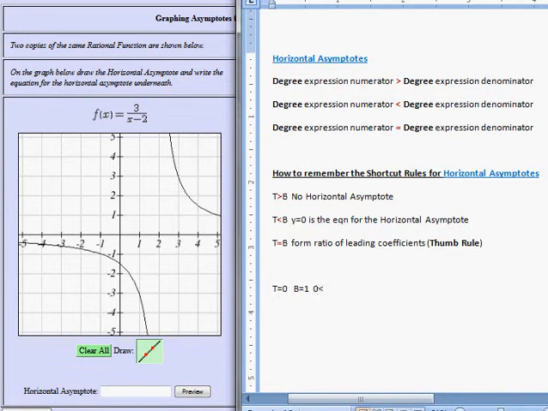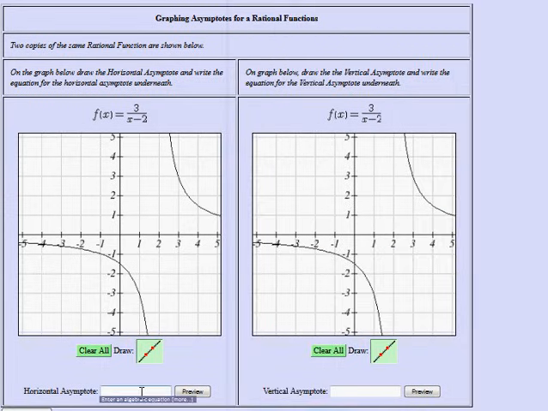Since 0 is less than 1, I have a case where the degree on top was smaller than the degree on the bottom. So when you have this, top is less than the bottom, looking at my shortcut rules, we have this second case right here. If the top is less than the bottom, you always get y equals 0 as the equation for the horizontal asymptote. So I'm going to go back here, I'm going to type in y equals 0 as the equation in the field below. And I'm also asked to graph that line by using this draw command here.